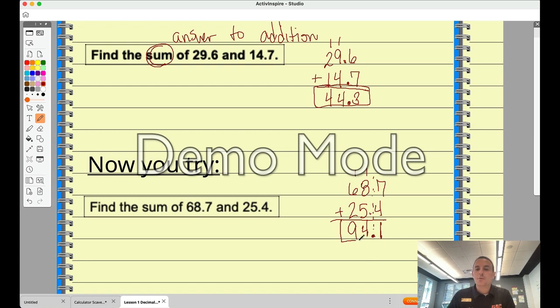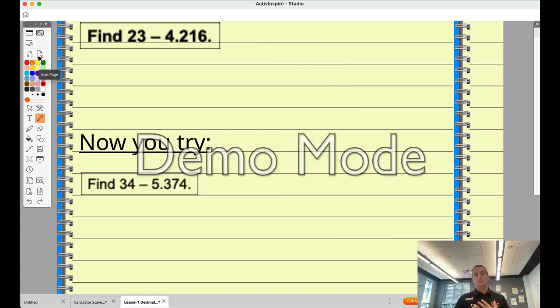Just like we talked about when we talk about sum, knowing that's the answer to addition, it's important that we use our correct terms for our numbers. It's not 94.1, it's 94 and 1/10. Keep in mind that we have to speak the language of math. Let's move on to finding our differences. So the difference, again, is the answer to a subtraction problem.